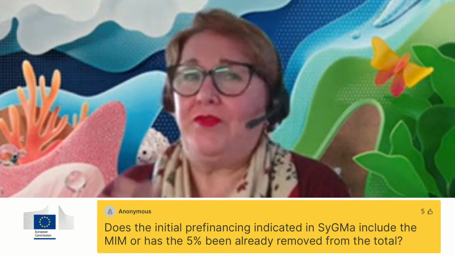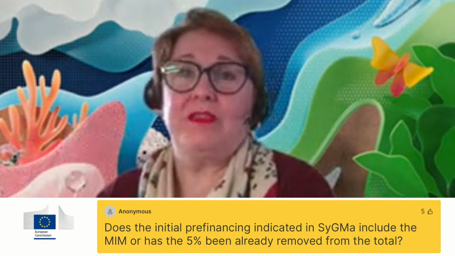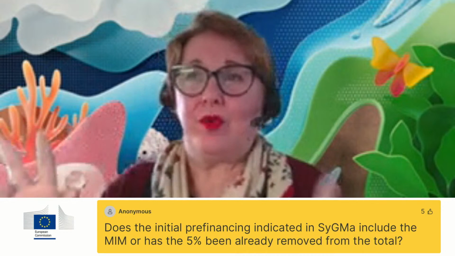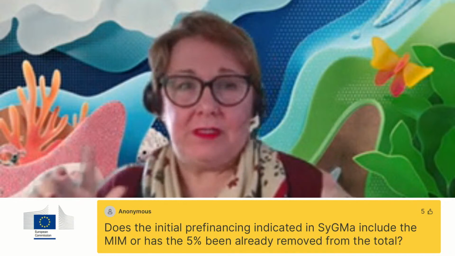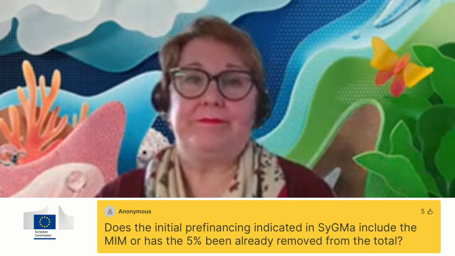Okay, we go to the next question. Does the initial pre-financing indicated in Sigma include the MIM, or has the 5% been already removed from the total? Okay, I do need to specify that we don't work in Sigma nor in Compass. I presume this would be a question for my colleagues who do the granting and the reporting. But know that normally in calculations, what we call pre-financing, the 5% is included. Yes, I can confirm this. So the total pre-financing contains the 5% to the MIM. Of course, the part that arrives on the coordinator's bank account is the amount minus the 5% for the MIM.